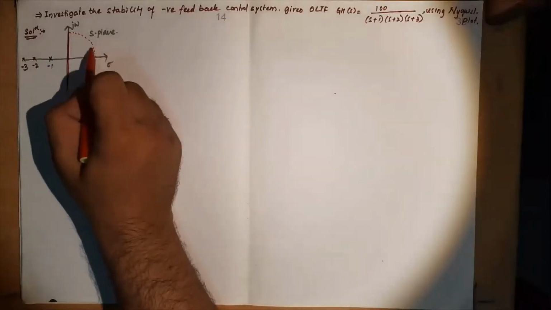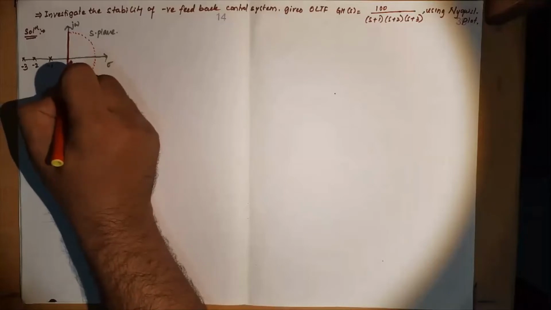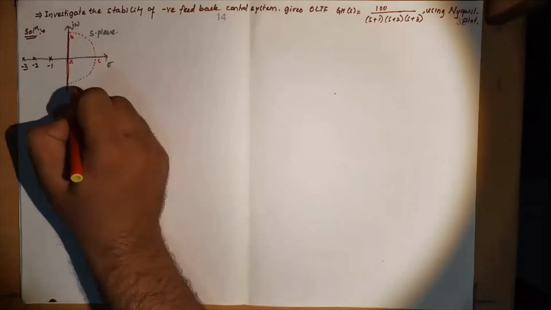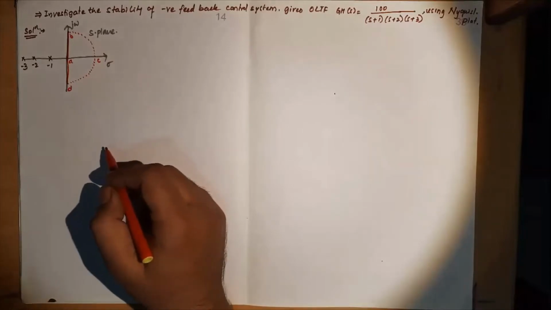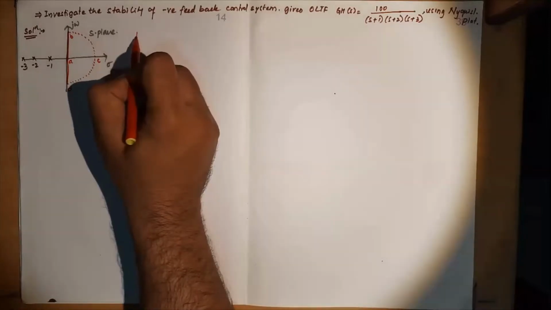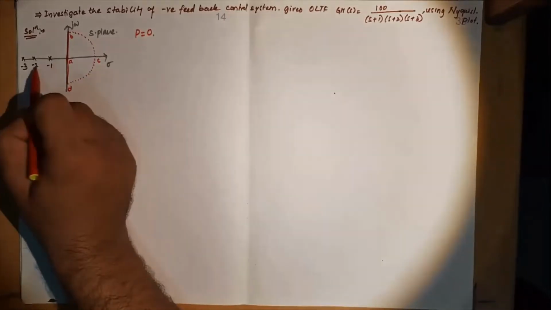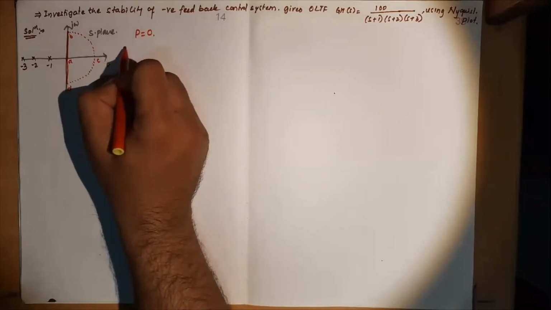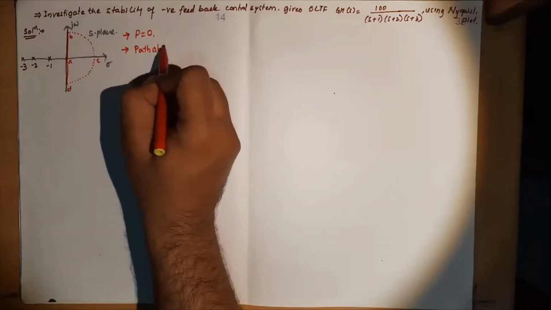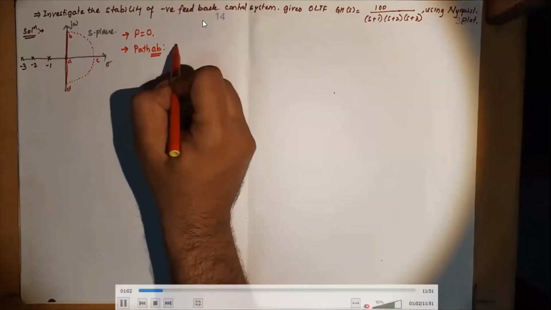So I will mark the poles and zeros of the open loop system, that is minus 1, minus 2, minus 3. Then I will consider the entire right half of S plane for mapping. I will name it as A, B, C, D, same as the previous example. Then we have to find out the number of poles lying in the right half of S plane. There are no open loop poles which lie in the right half of S plane. So P is equal to 0. Then directly start mapping path AB.